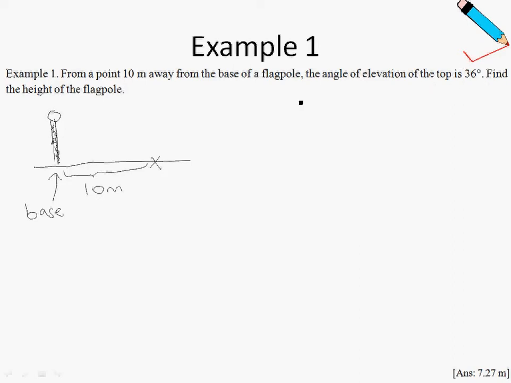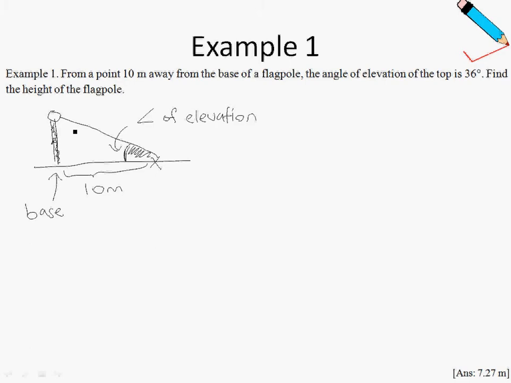So what does this mean? Remember, the angle of elevation is measured positively upwards from the horizontal. In this case, this line is my horizontal, and if I measure an angle positively upwards, from here to here, this will be known as my angle of elevation. So this angle over here is my angle of elevation.